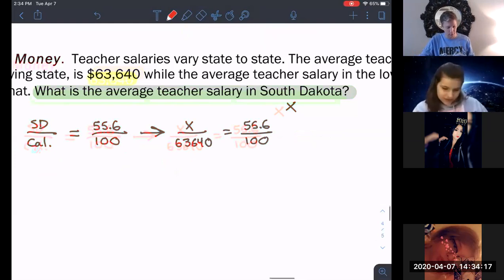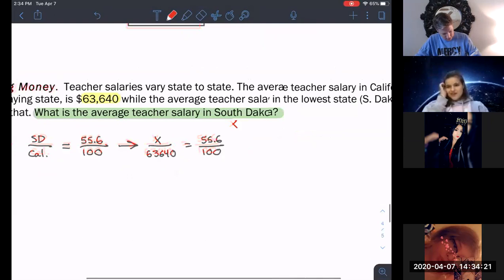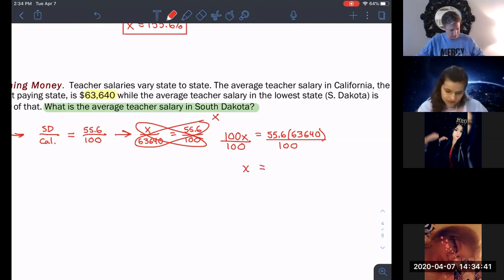Now that we have our proportions set up, we can go ahead and solve it. So cross products, 100x equals 55.6 times 63,640. And we're going to divide both sides by 100 to get rid of the 100 multiplying our x, and that should give us our answer. So Jackie, go ahead and do the math on that and tell us what you get.